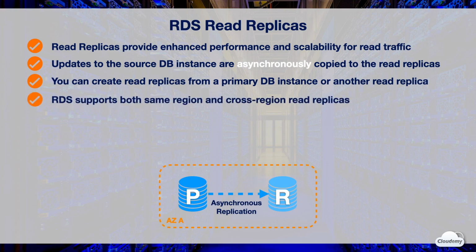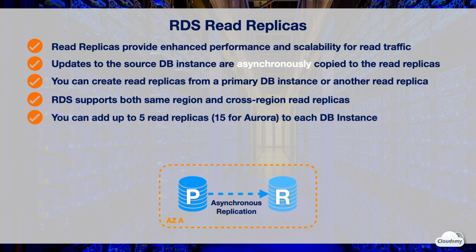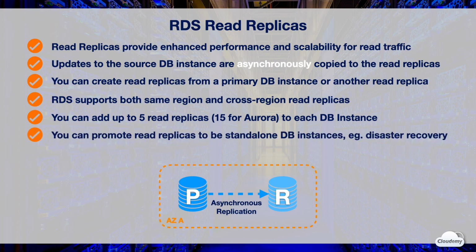RDS supports both same-region read replicas and cross-region read replicas. So you can create read replicas either in the same AWS region as the source DB instance, or in a different region. For non-Aurora DB engines, you can add up to 5 read replicas to each DB instance. For Aurora, you can add up to 15 read replicas to each DB instance. You can also promote read replicas to become standalone DB instances, for example, as a disaster recovery solution if the primary DB instance fails. However, this process may take longer than automatic failover using MultiAZ deployments. All RDS DB engines support read replicas, including Amazon Aurora.